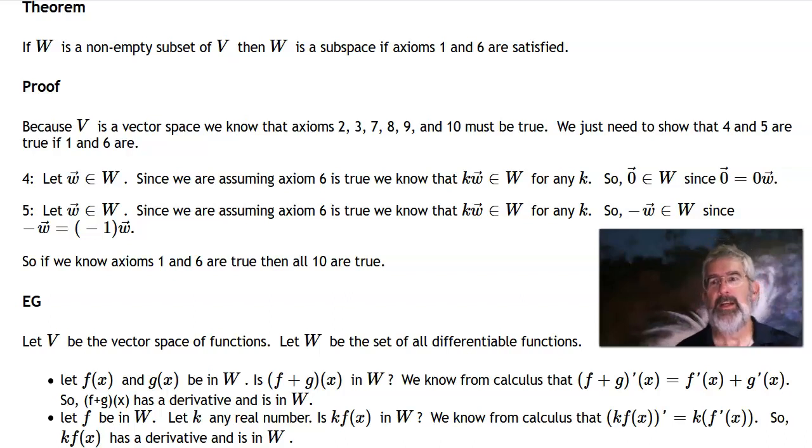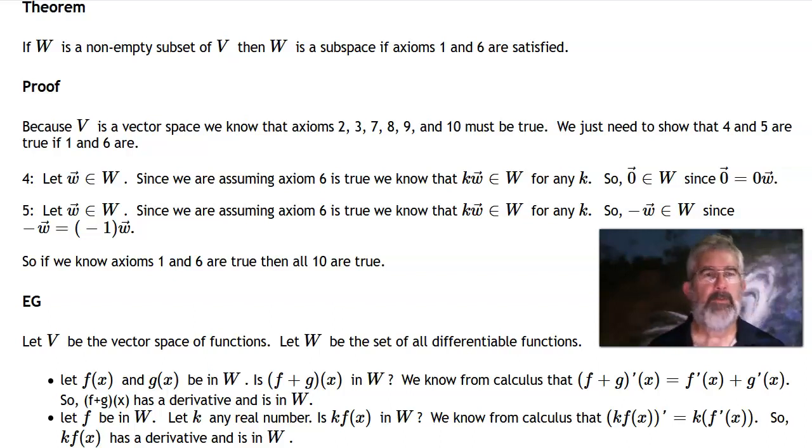Is it closed? Is there a zero? Are there additive inverses? Okay. So what I need to do is show that if I know axioms 1 and 6 are true, then I can also show that 4 and 5 are true. And I already know all the other ones will be true because we're in the vector space V.